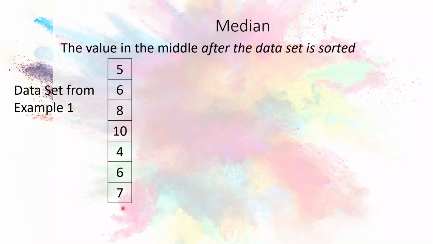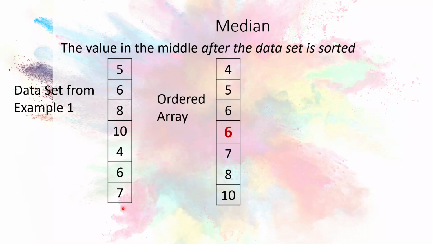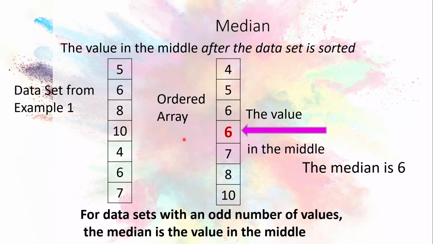Once again, remember, the median is the value of the data set in the middle after the data set is sorted. So here's our data set from example 1. First thing we need to do is sort it, and there's a variety of ways to do that, and I will talk about how to sort data using technology in another video. But here it is, sorted. This is our ordered array. It is nice and sorted. And the number in the middle, there it is, right there. It happens to be 6.